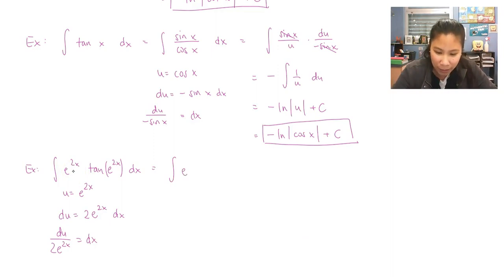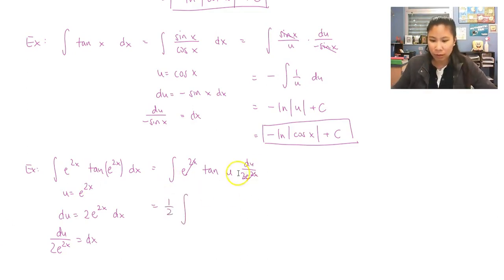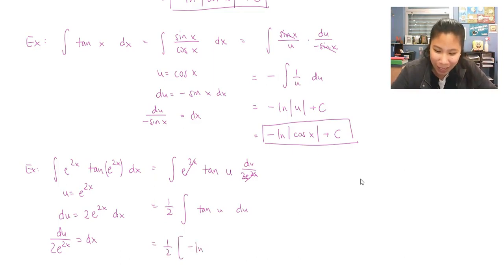So rewriting this now, we have e to the 2x times tangent of u, and then instead of dx, it'll be du over 2e to the 2x power, which is nice because things cancel. And then we can rewrite this as 1 over 2 on the outside because of that 2 from the du over whatever, leaving us with just tangent of u du on the inside. And we just found the integral of tangent of x, so tangent of u should be the same integral as before. So I have that half in front, but then I know the integral should be negative natural log of cosine of u this time instead of x, plus c.